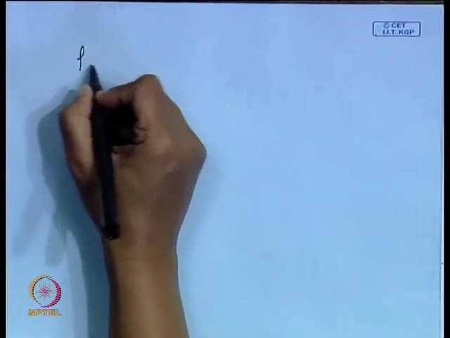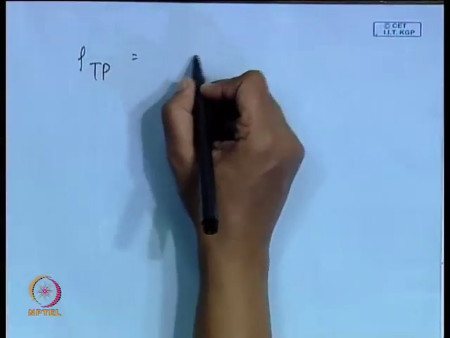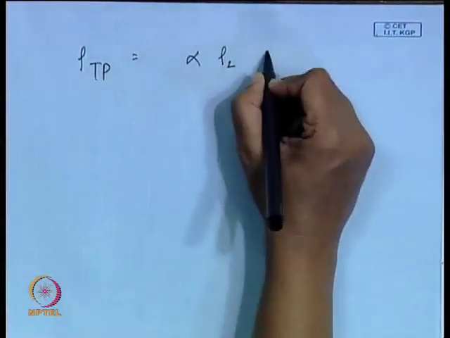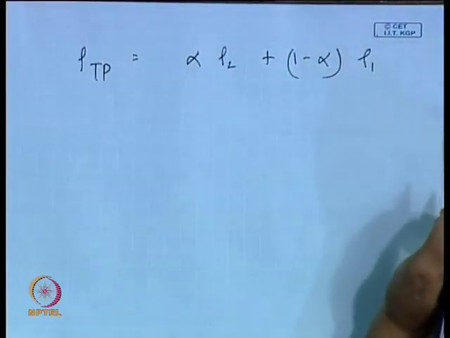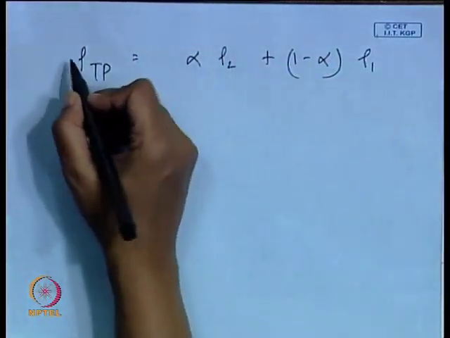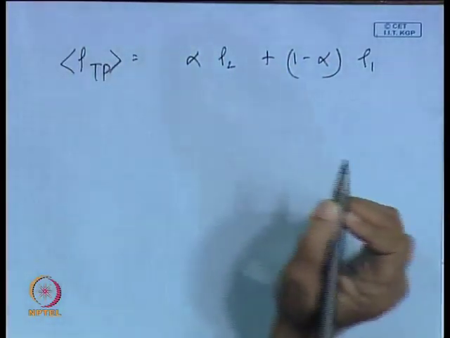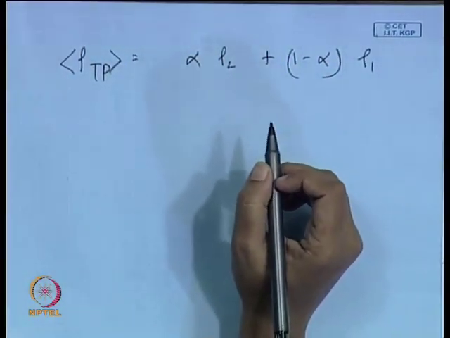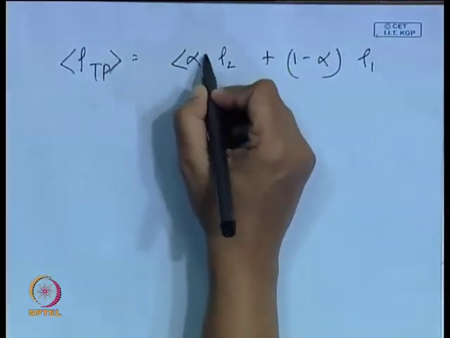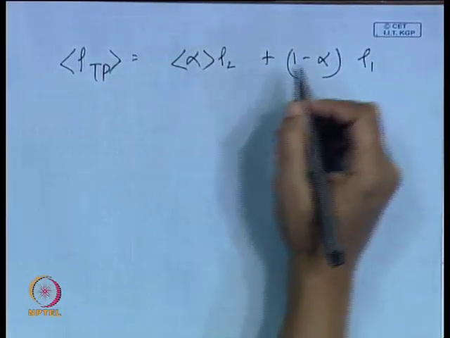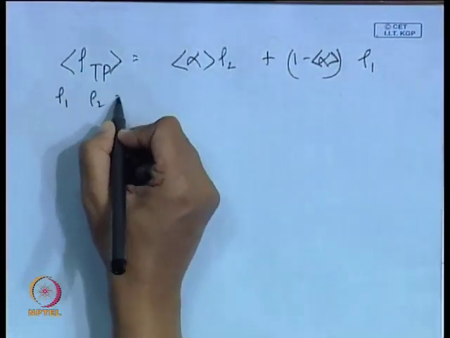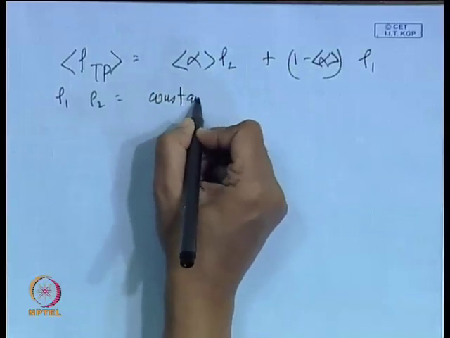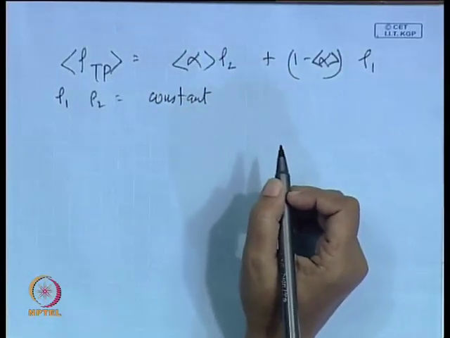So, suppose I get it for rho Tp, what was it? This was alpha rho 2 plus 1 minus alpha rho 1, is it not? Now, for this particular case, it is the mixture density averaged over the entire cross section. This will be alpha rho 2 plus 1 minus alpha into rho 1, where we assume that rho 1 and rho 2 do not vary over the cross section.